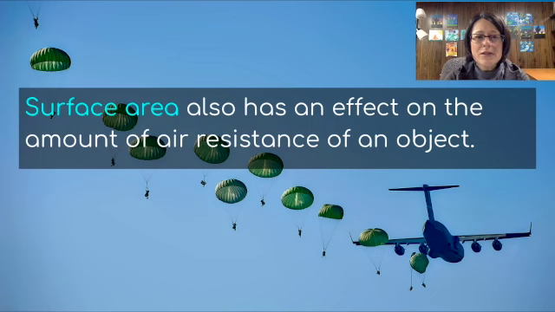Surface area also has an effect on the amount of air resistance of an object. That's why parachutes work, because they increase the surface area and it slows us down, stops that acceleration. Some animals make use of this as well. Flying squirrels have flaps of skin that they extend out so that they can fly through the air when they're in fact gliding. They can't really fly like a bird.